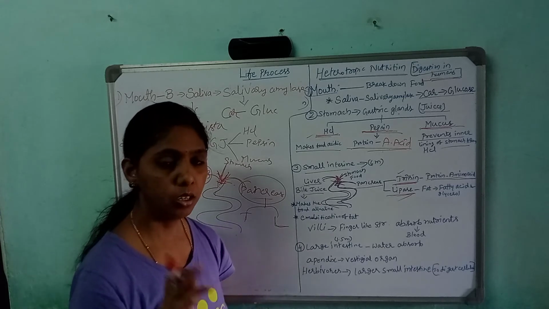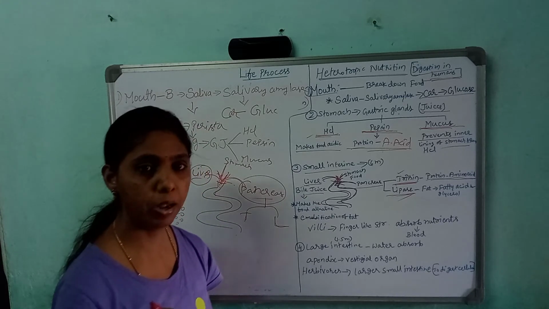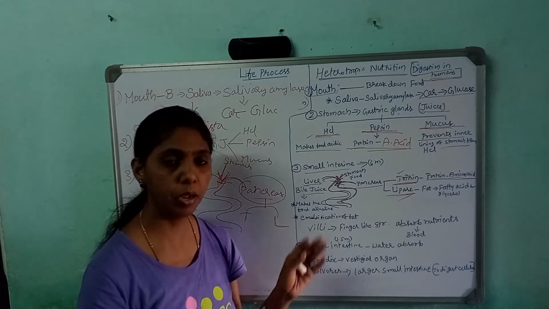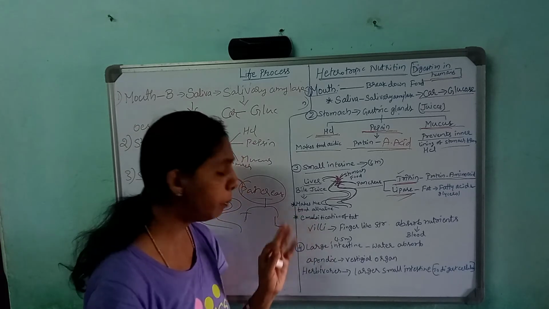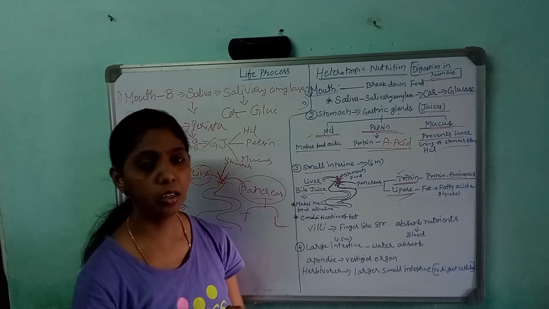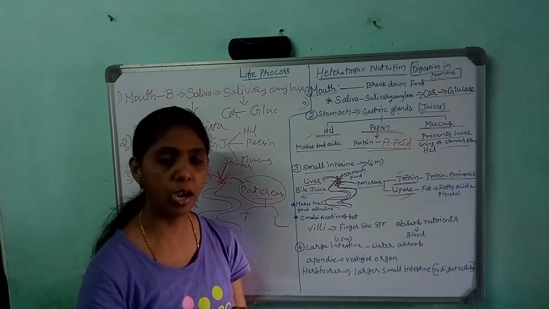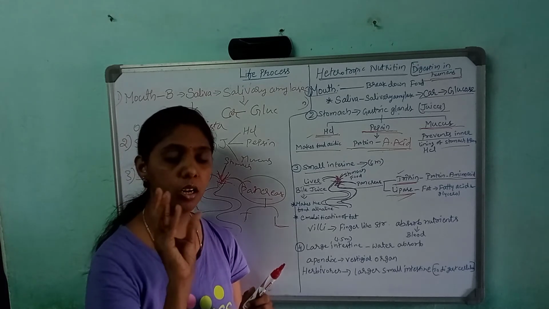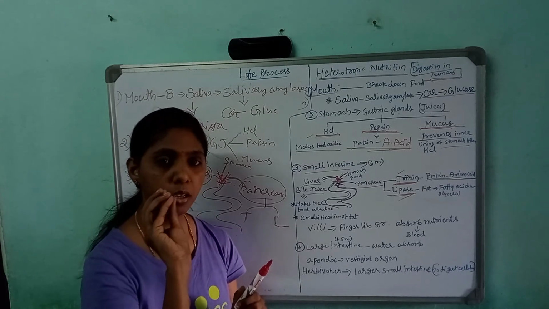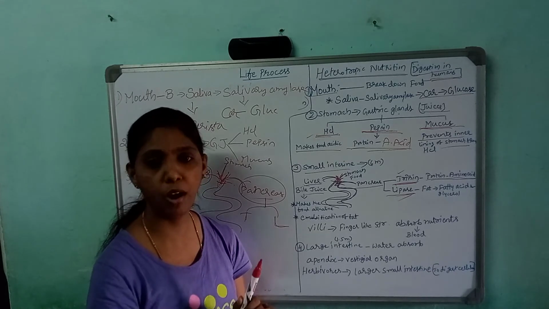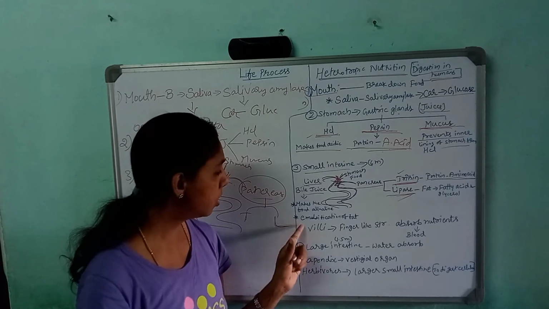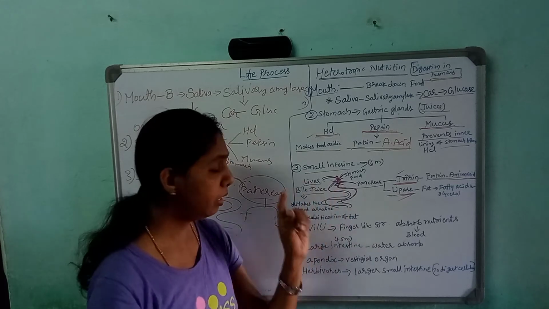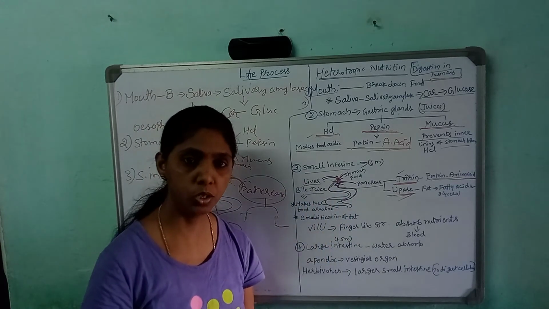Okay, here liver produces bile juice, and what is the function of the bile juice? It makes the food alkaline, and it is involved in emulsification of fat. Emulsification means the larger fat molecules will be broken down into smaller fat molecules. Okay, so these are the functions that occur in the small intestine.